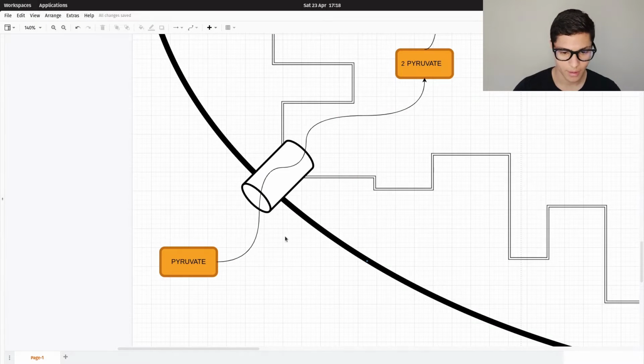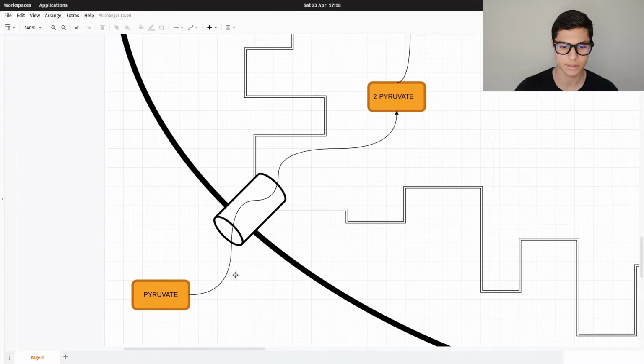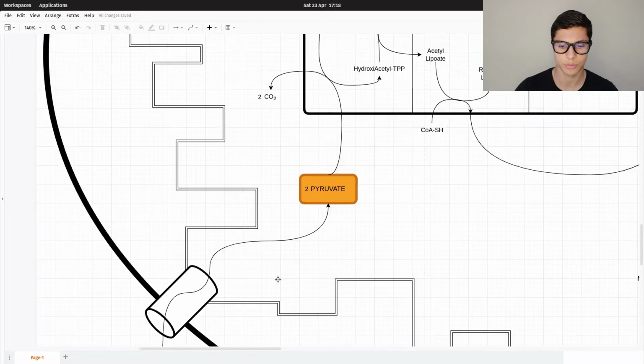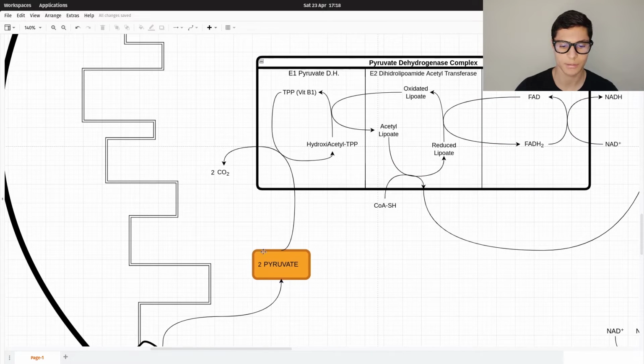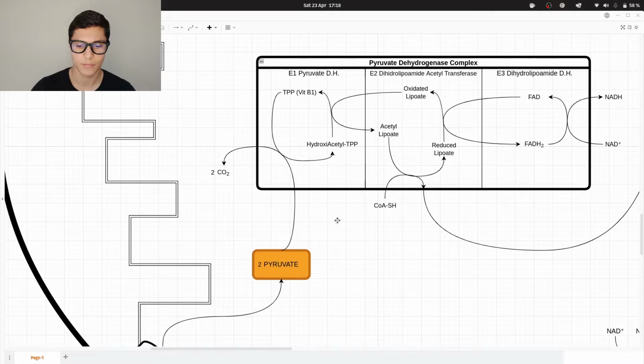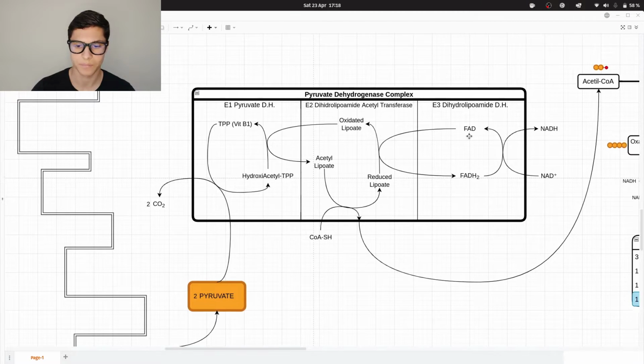Today we're going to focus on how the transition step works inside the mitochondrion, and without further wait, let's begin. Okay, so we start with pyruvate outside the mitochondrion. Pyruvate gets inside the mitochondrion via a transporter, and once inside, pyruvate gets converted into acetyl-CoA. This is the final point of today's video.